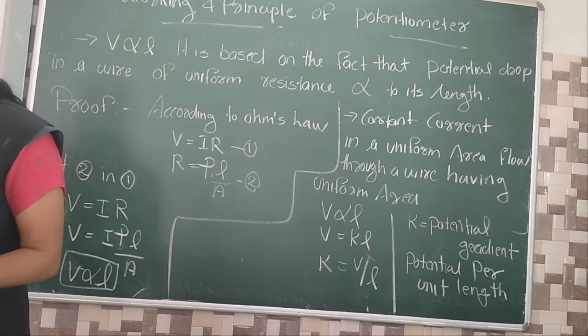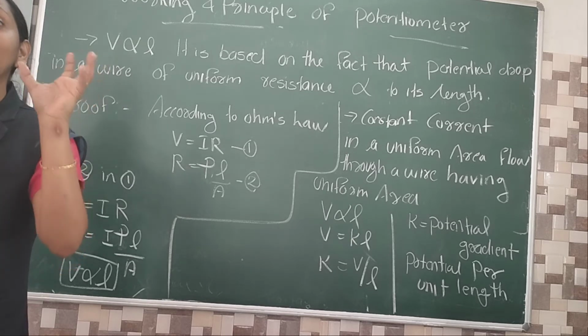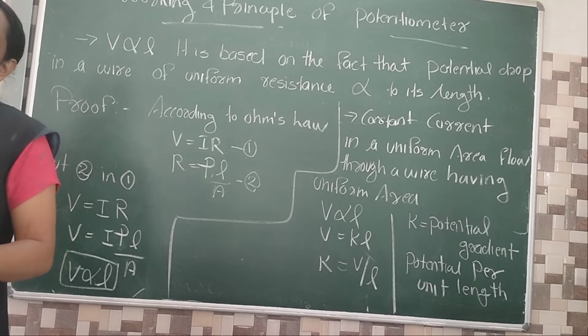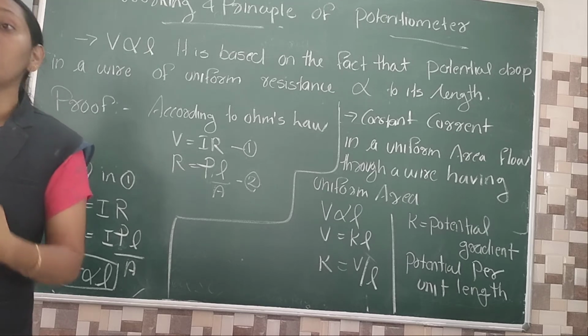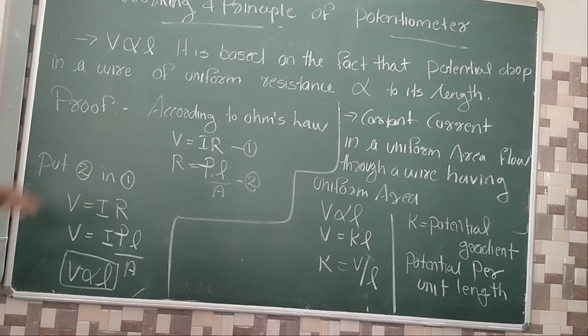At the same time, external resistance also. So resistance is directly proportional to length. That idea we have to apply in the case of the potentiometer. So we can write V proportional to L. That is the basic principle of the potentiometer. How will it be proved? How is the proof done? According to Ohm's law.